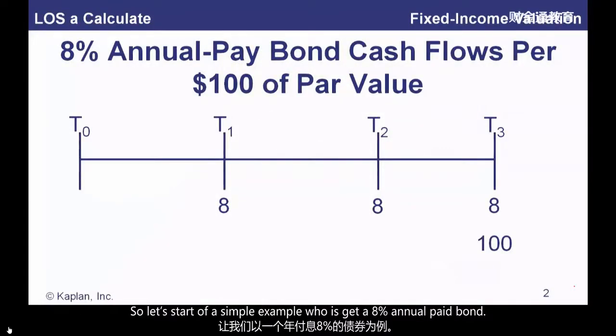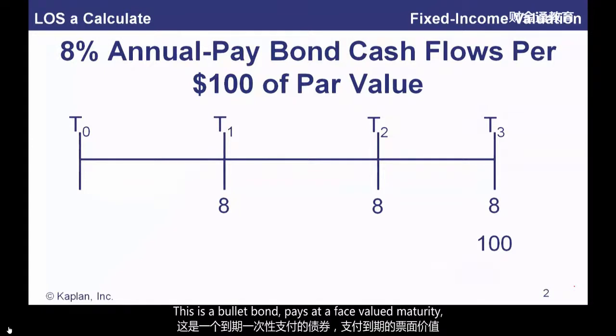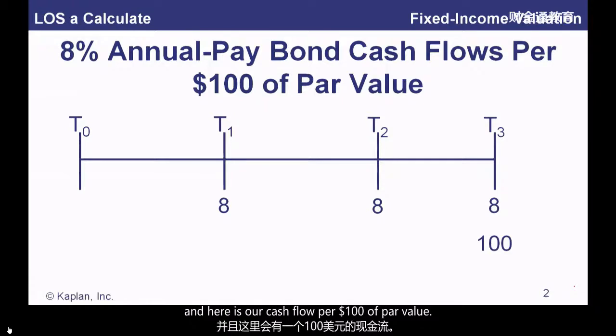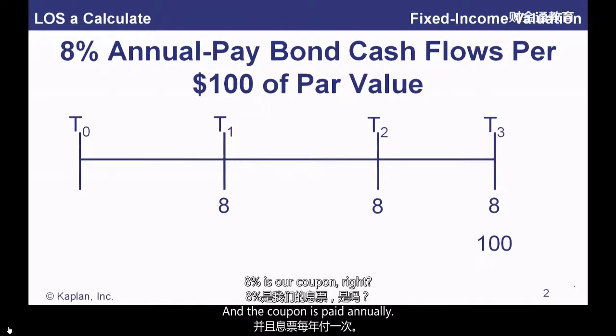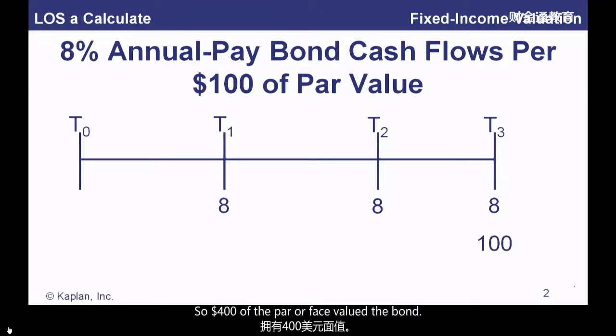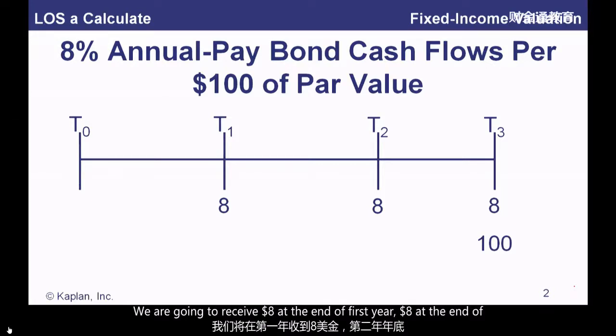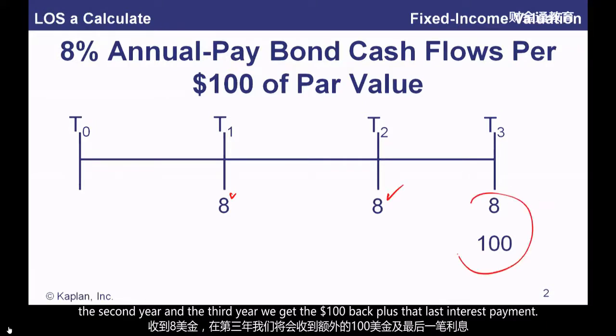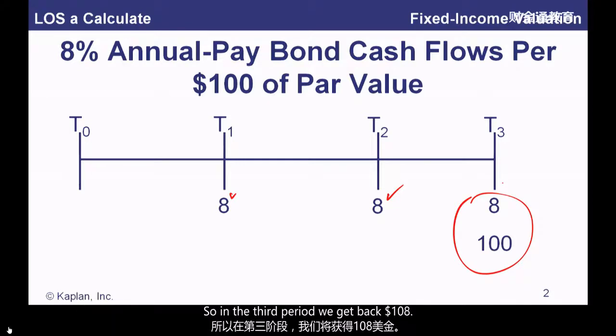If we've got an 8% annual pay bond, this is a bullet bond, pays its face value at maturity, here's our cash flows per $100 of par value. Well, 8% is our coupon rate, and the coupon's paid annually, so per $100 of par or face value of the bond, we're going to receive $8 at the end of the first year, $8 at the end of the second year, and the third year, we get the $100 back plus that last interest payment. So in the third period, we get back $108.